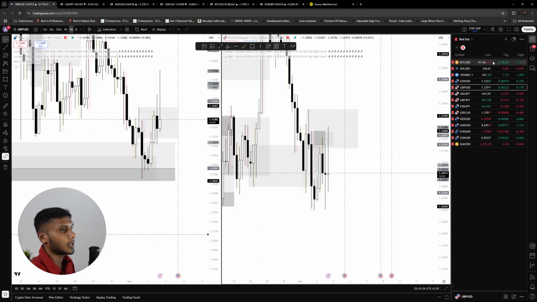Wow, Bitcoin is going up, but Solana is just not moving. The movement in Bitcoin is so good, but then Solana is moving slowly. Anyway, let's start.